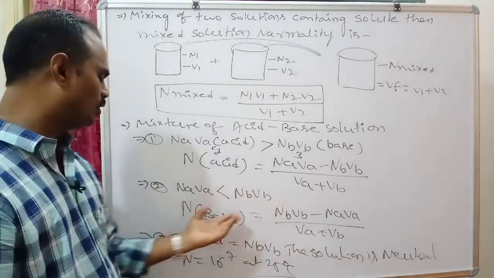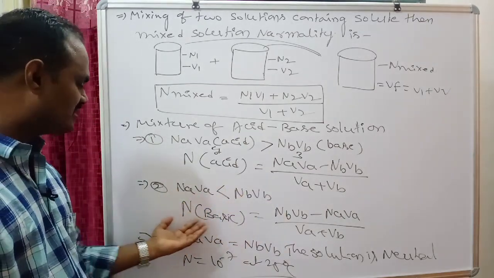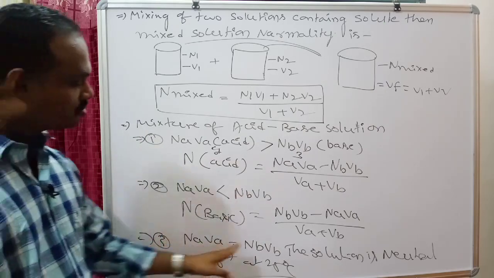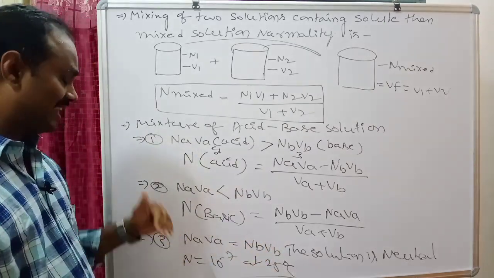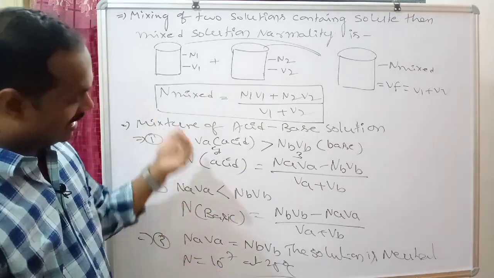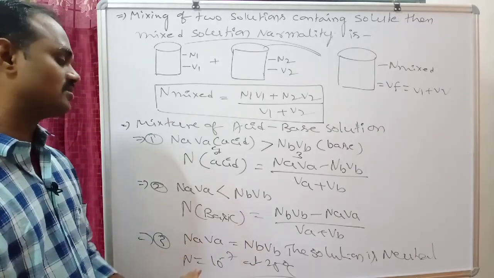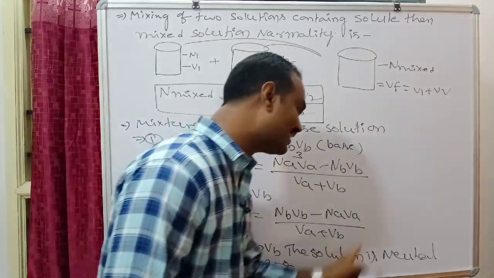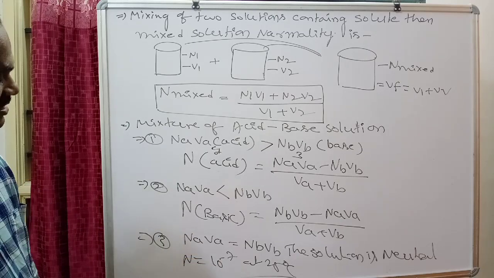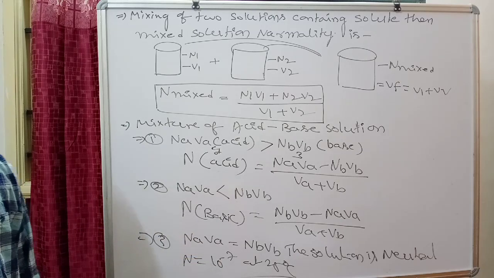If NbVb is more, the resultant solution is basic, so that normality we call basic. Next, if the gram equivalents of acid and base are both equal, no doubt the solution is neutral. Then N equals 10 to the power minus 7 at 25 degrees Celsius.